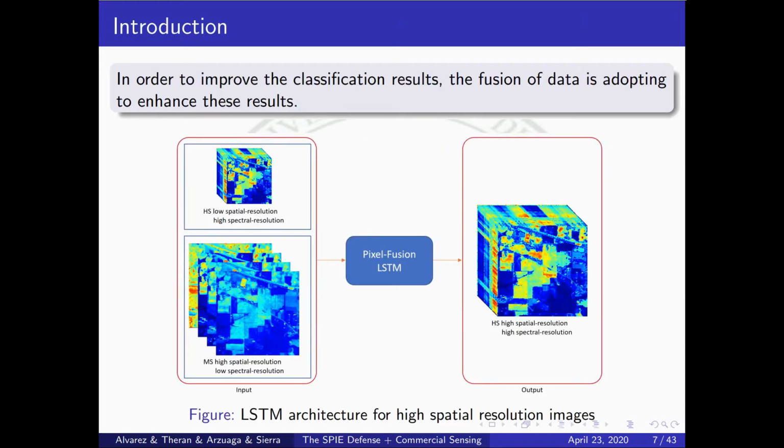In order to improve the classification results, the fusion of data is adopted. The hyperspectral images of low resolution are fused with multispectral images of high spatial resolution. Then, a high spatial and high spectral resolution image is obtained. These kind of techniques are well known as pixel fusion. In this case, we use the long-short-term memory network as architecture for high spatial resolution enhancements.